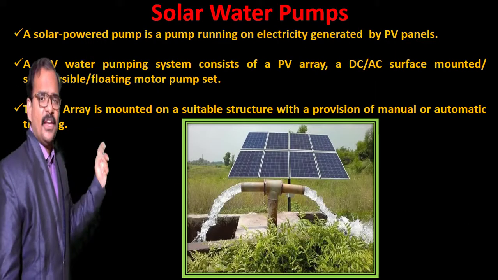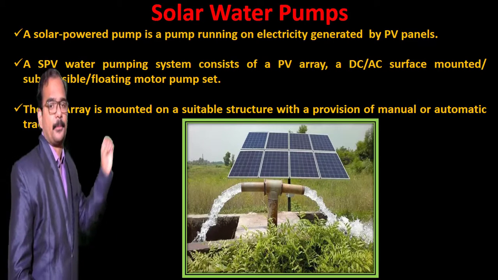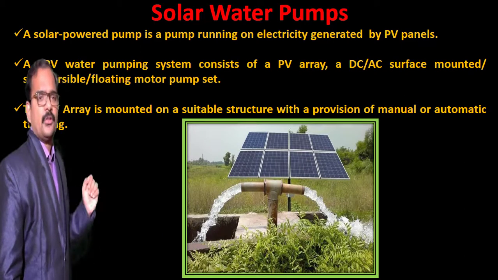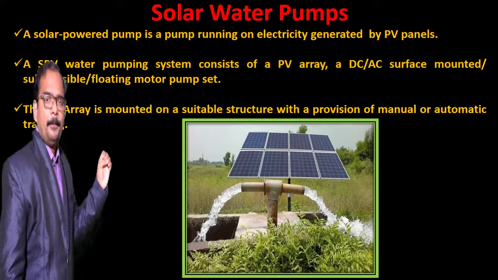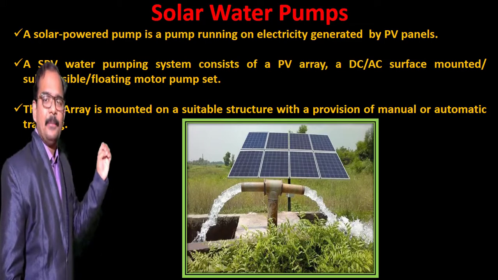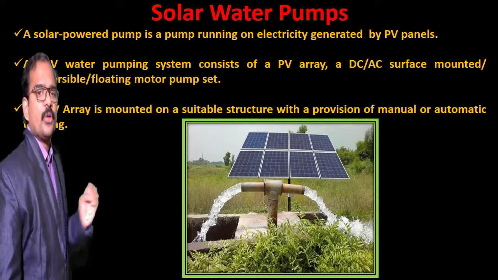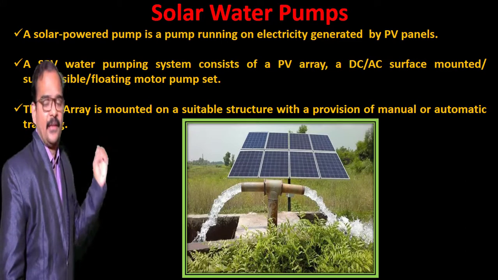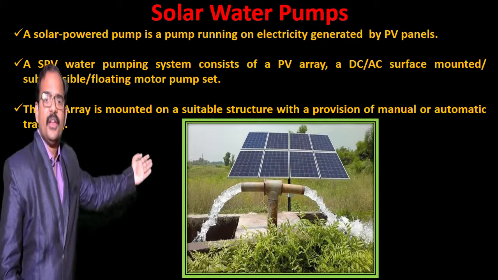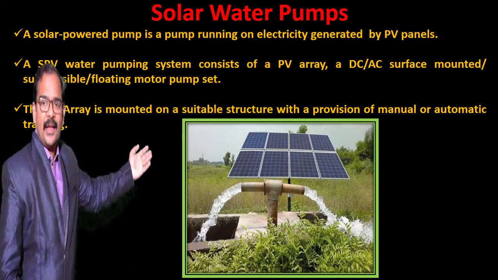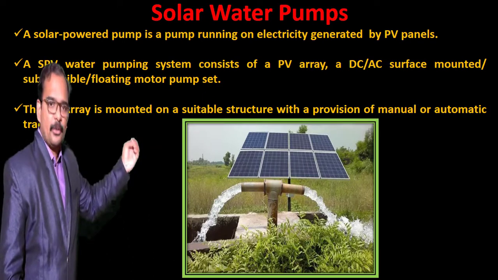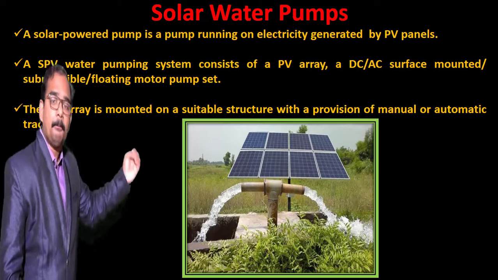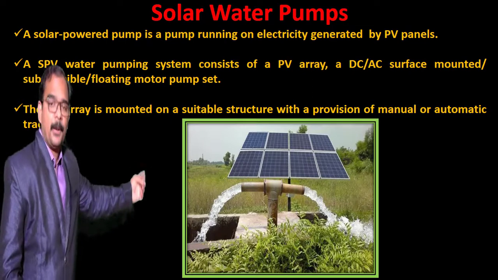Now coming to the next application, it is solar water pumps. As you can see in the picture, a solar water pump is a pump running on electricity generated by PV panels. The solar photovoltaic water pumping system consists of a PV array. You can clearly see in the picture that it consists of a PV array as well as a surface-mounted, submersible or floating motor pump set. You require a motor and pump set.